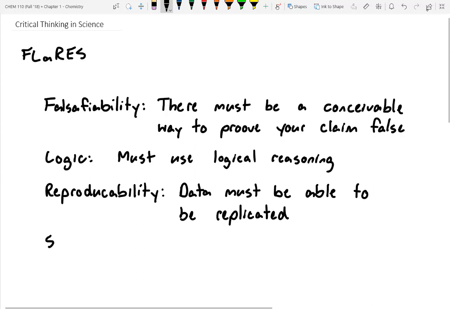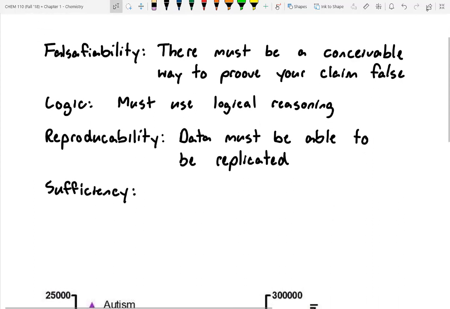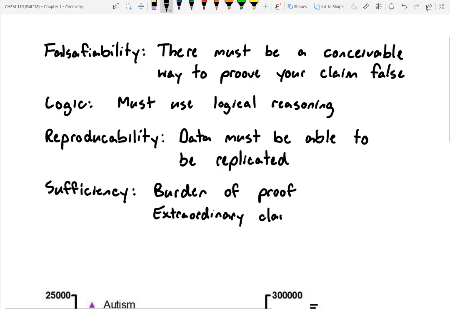And then the last one is sufficiency. I apologize if my handwriting's not the best. Essentially what this means is that there's a burden of proof. Another way of thinking about this is extraordinary claims require extraordinary evidence.